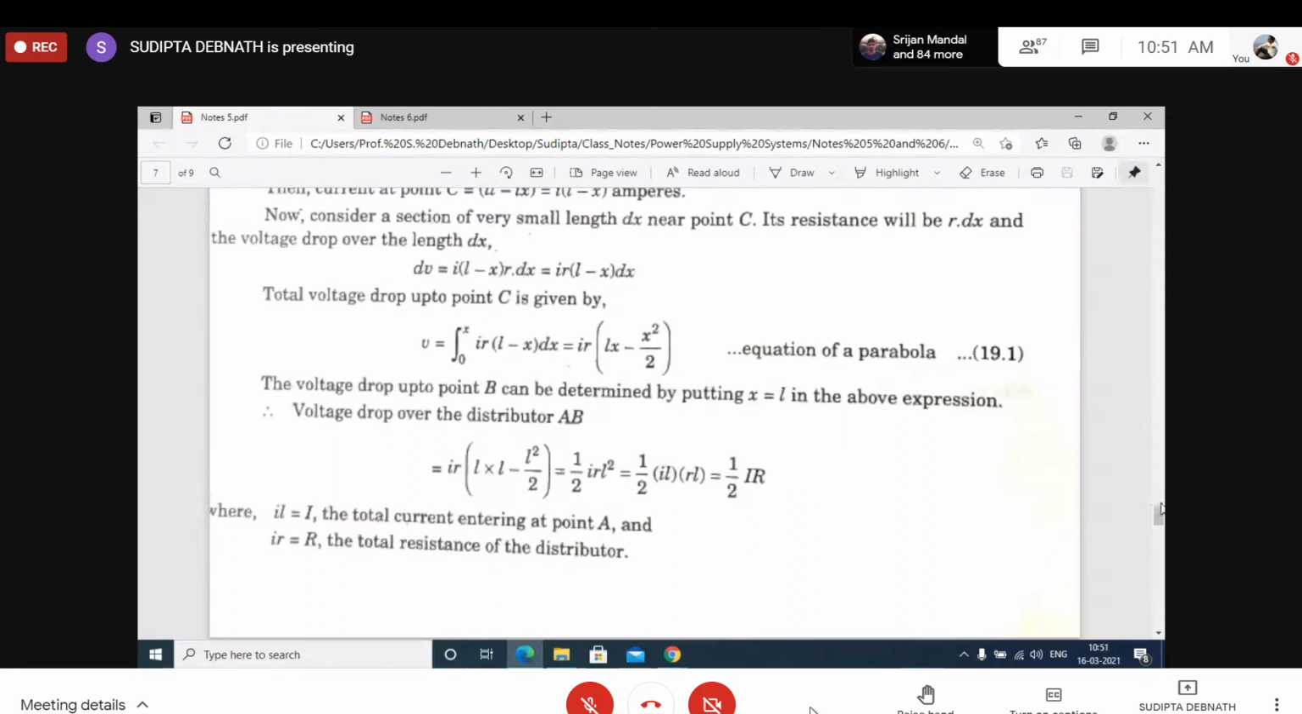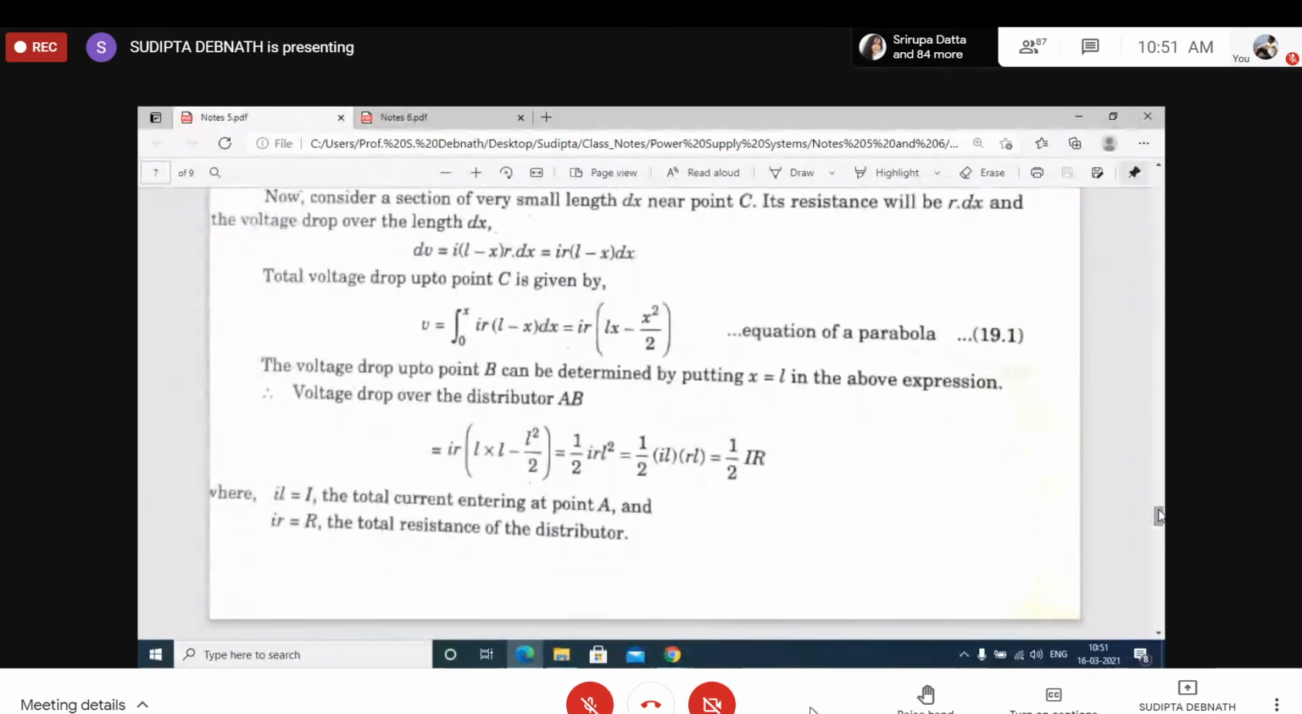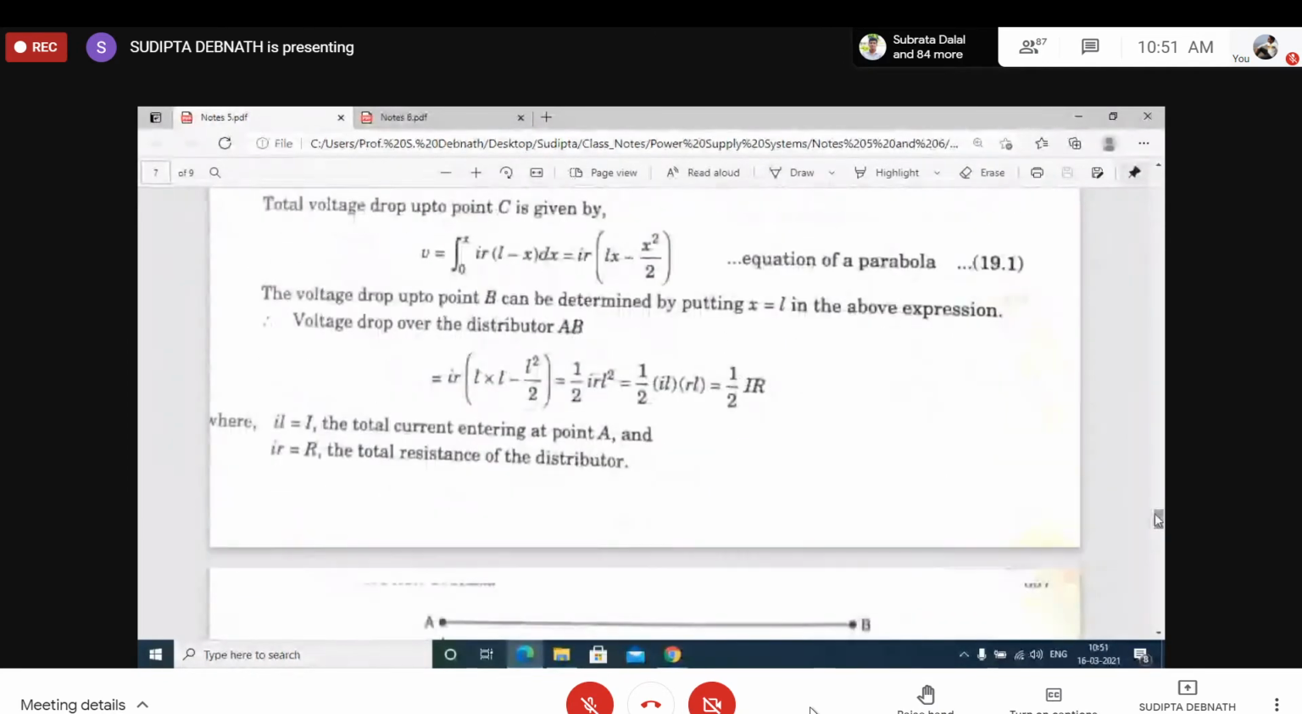Now, what is the next part? Next part, you have to draw the voltage drop diagram and the current loading diagram. See, how is the equation? The equation is just like this. It is the equation of a parabola. So the maximum voltage drop is half iRL square. So it will be like this.